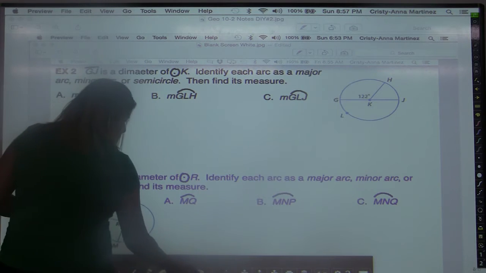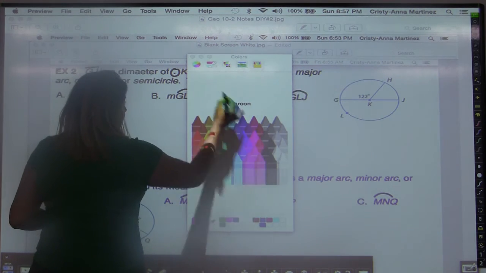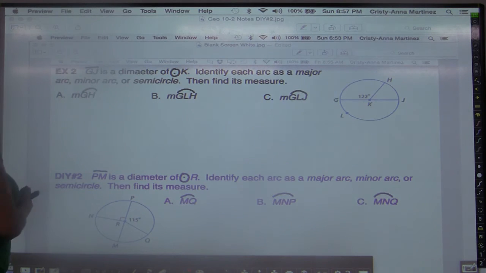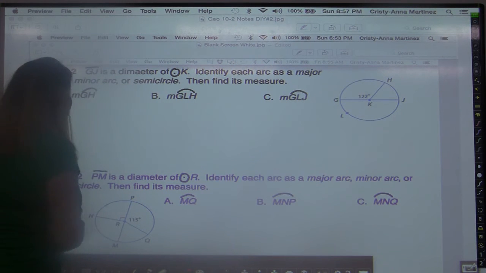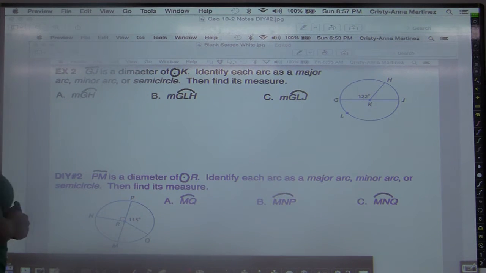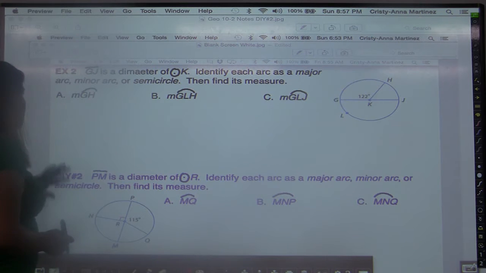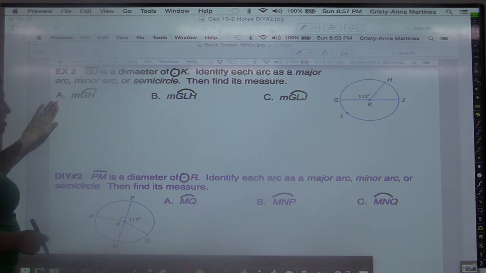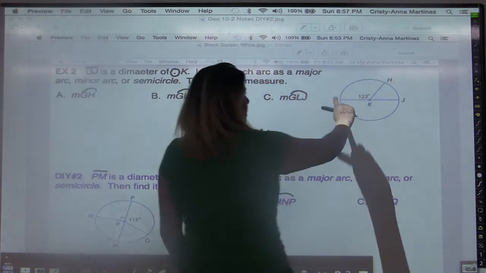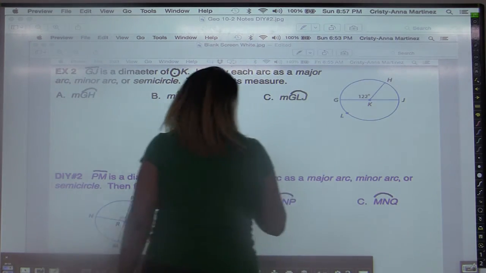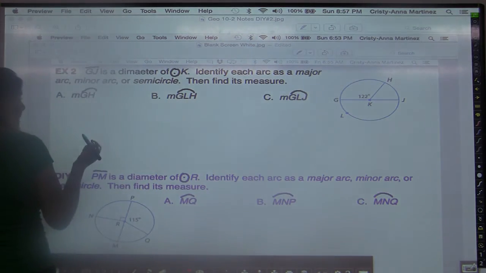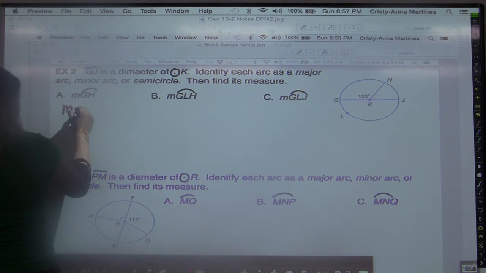In example 2, we have very limited space. Example 2 says segment GJ is a diameter of circle K. Identify each arc as a major arc, minor arc, or a semicircle. Then find its measure. Part A, we're looking at arc GH. Arc GH is right here, and because it's less than 180, we can classify it as a minor arc.